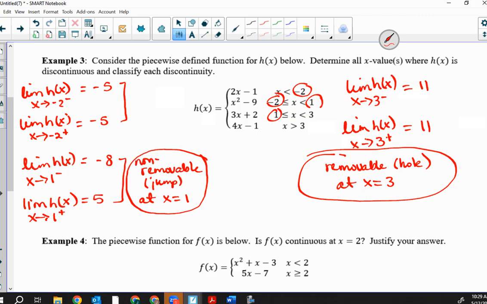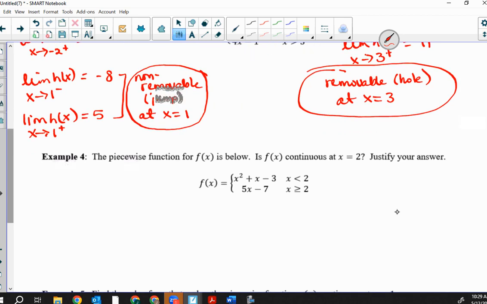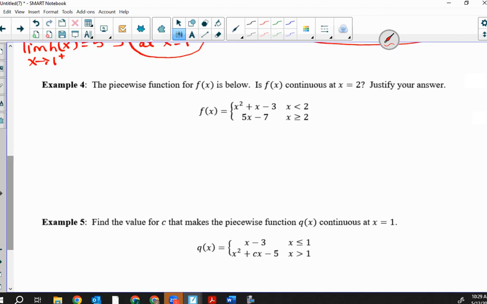Making sense? Questions? Okay. It's not too bad. All right, let's keep going. You guys try this one. This is back to your 3 bullet points. Is it continuous at x equals 2? So does f of 2 exist? Limit as x approaches 2. And then are they the same? Okay, so try that. It's like what we were doing at the beginning.